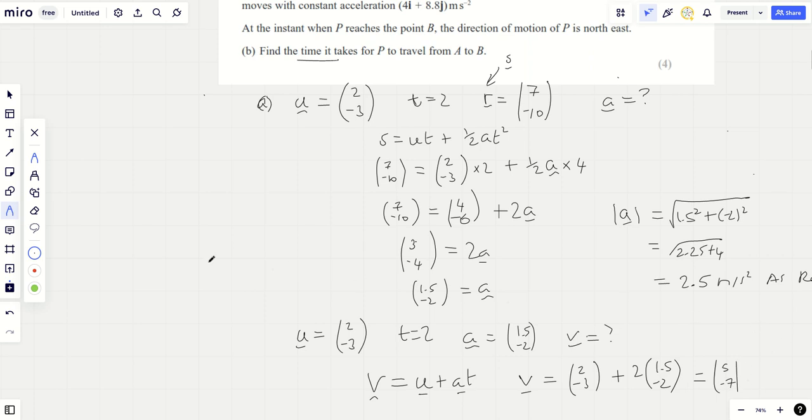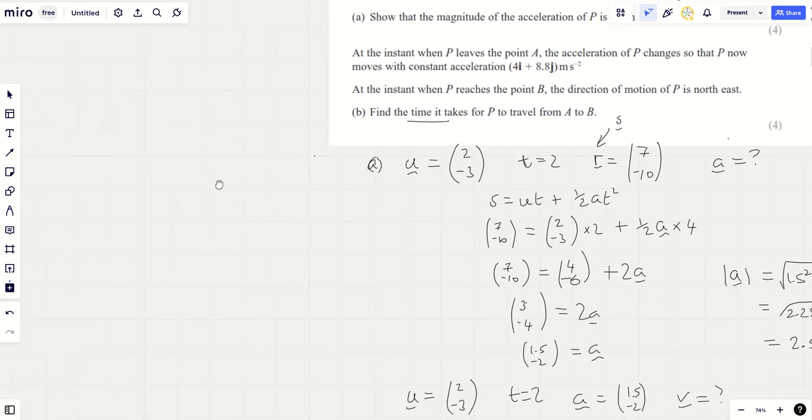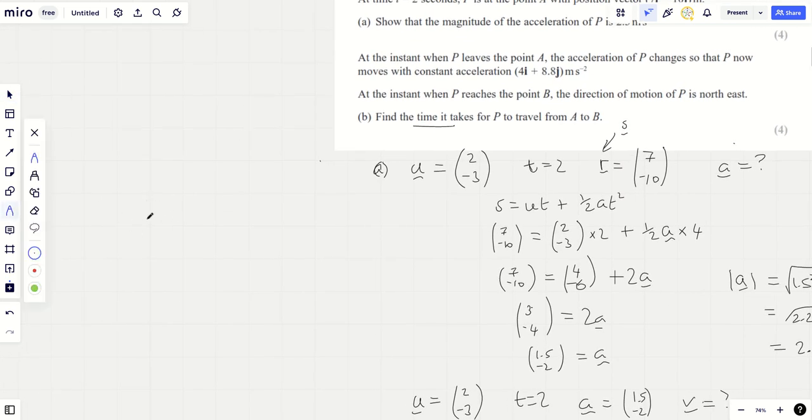Okay, so now I can use that with my new acceleration for when the situation's changed, because when you get these questions where they basically come in two parts, the situation changes, you need to find your final velocity because that's going to become your initial velocity. So my initial velocity is now 5, minus 7. My acceleration is this new 4, 8.8. And I want to find the direction of motion. I want the direction of motion to be northeast.